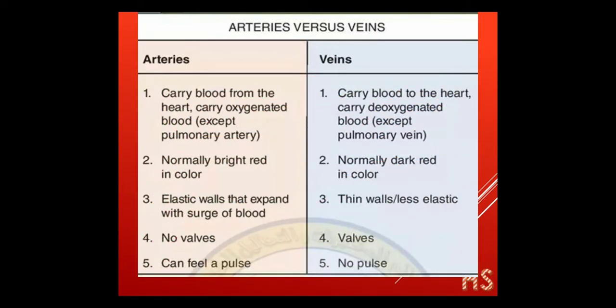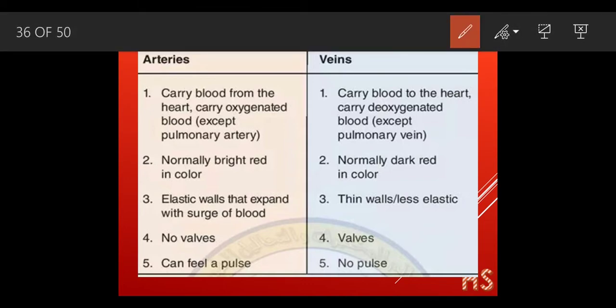Now, arteries and veins, what is the difference between them? Arteries always carry oxygenated blood, whereas veins always carry deoxygenated blood. As I said in the last lecture, there is some exception. The pulmonary artery is the only artery which carries deoxygenated blood, and the pulmonary vein is the only vein which carries oxygenated blood. Usually arteries have bright red blood, and veins have dark red.